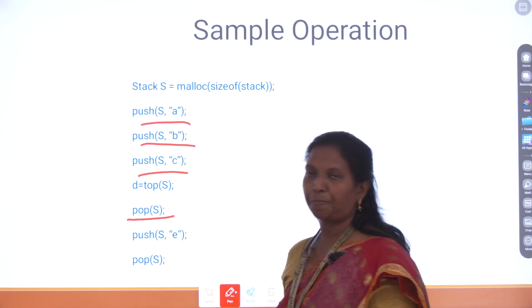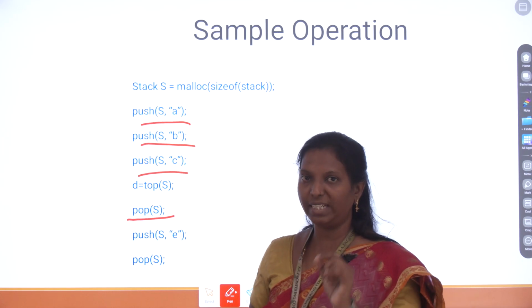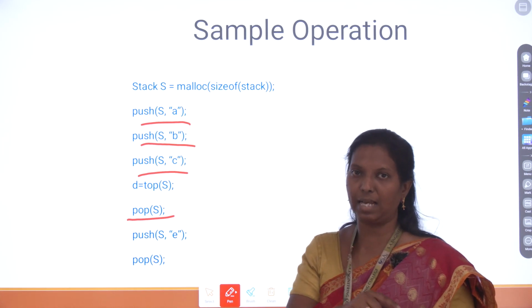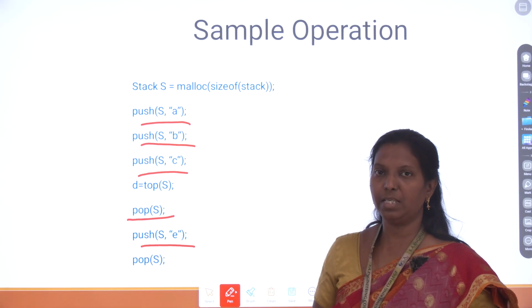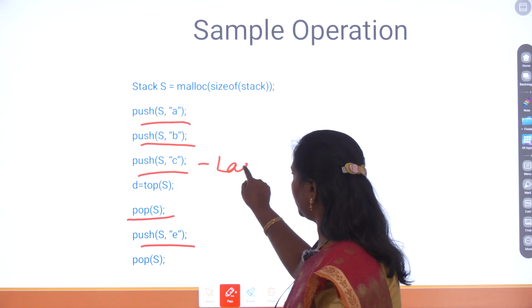Then pop of S. Now if I give the pop of S, the memory called D has the last element, so it will be taken away from the stack. That is the meaning of pop S. Now again I am pushing S comma E. So what happened? The last element C will be popped out.